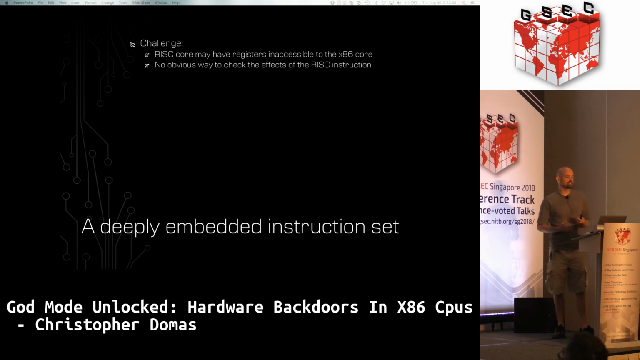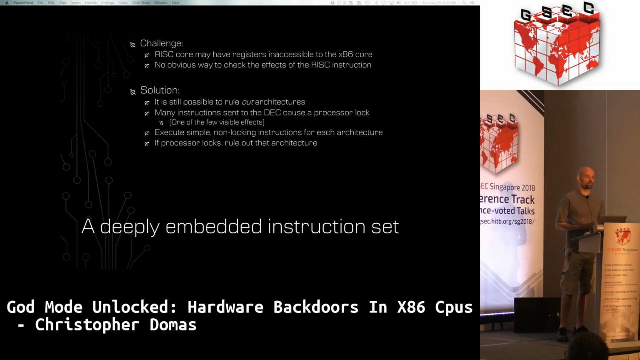The challenge with this approach is the RISC core probably has registers that aren't even accessible to the x86 core, which means that there's no obvious way to check for the effects of the instructions that you're trying to execute. So for example, looking at the last slide, if I did execute this add 1 to R0 instruction, how do I even observe R0 from my x86 core?